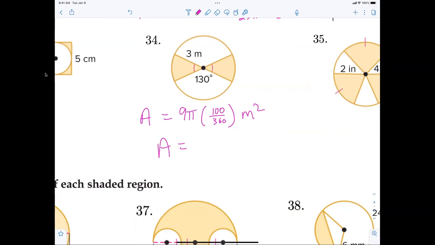No, it doesn't. 2.5 or 5 halves pi. 5 pi over 2. Don't use pi on the calculator. Do 9 times 100 divided by 360. Math, enter. What is that? Is that right? 5 over 2? And then we say meters squared.